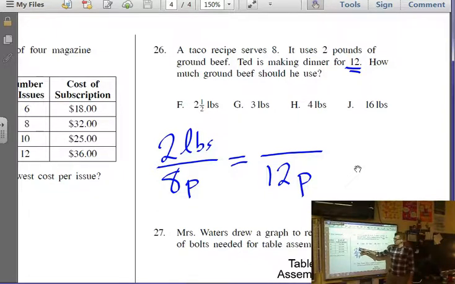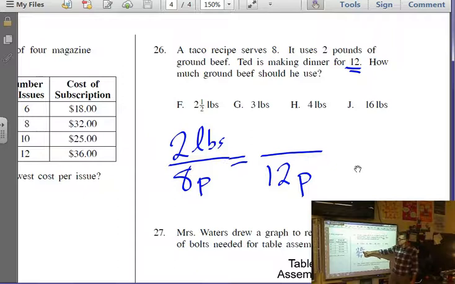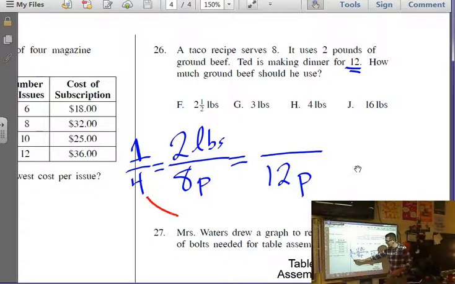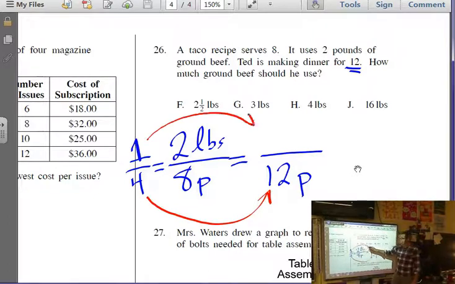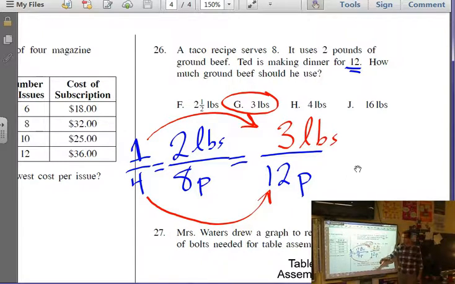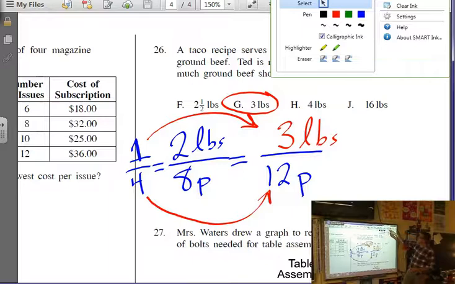I could actually relate this to a reduced ratio. I could say that 2 pounds for 8 people really means 1 pound for 4 people. Now I know that I can serve 4 people on 1 pound. How many pounds is it going to take to serve 12? Well, that triples. So that's going to also triple here, and we get 3 pounds of beef. Or you can use turkey. Turkey is really good to make tacos with.